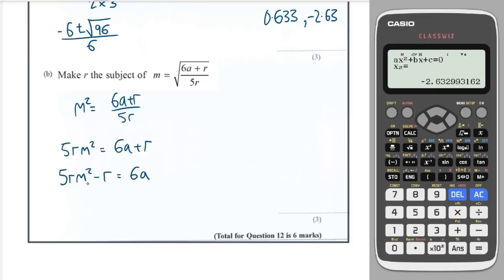And now what I can do is factorise an r out of this left-hand side expression. That's going to give me 5m squared minus 1. And because it's a factor, it means I can divide through by that factor, so I get r is equal to 6a over 5m squared minus 1.